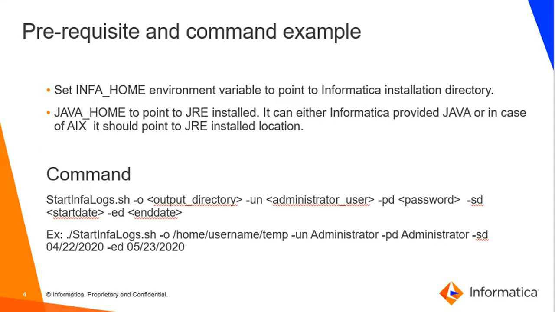Let's see what the prerequisites are to run this utility. First, we need to set the Infa Home environment variable to point to the Informatica installation directory, and Java Home to point to the JRE installed. If you are on Linux or Windows, Java Home should point to the Java which we provide with the Informatica installation. If you are on AIX, it should point to the JRE which you have installed.